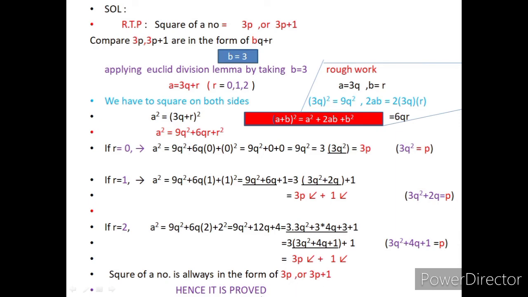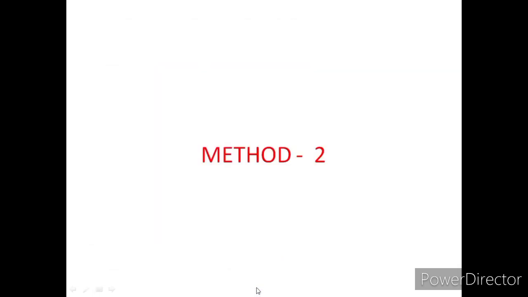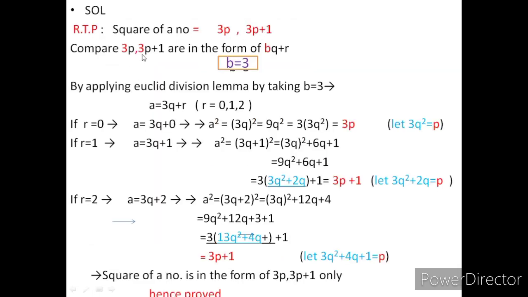Okay, isn't it? Here we have method 2 also. In method 2, come to RTP, then compare these forms with bq + r, then write down b, then apply Euclid's division lemma. These are the common steps. From here only, we can find some changes. In method 1, I was squaring this equation here only, but here I don't square this one. After taking the relevant values of r, I take r = 0, then write down the equation. Thereafter I will square. Okay, then I will take r = 1 and substitute r = 1 here. The equation becomes a = 3q + 1.